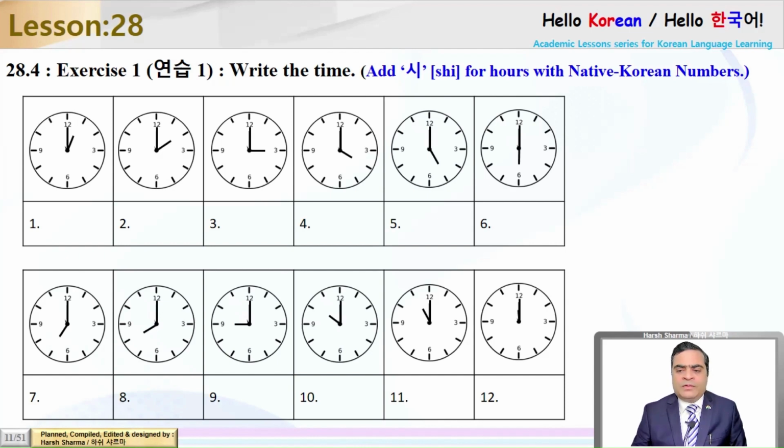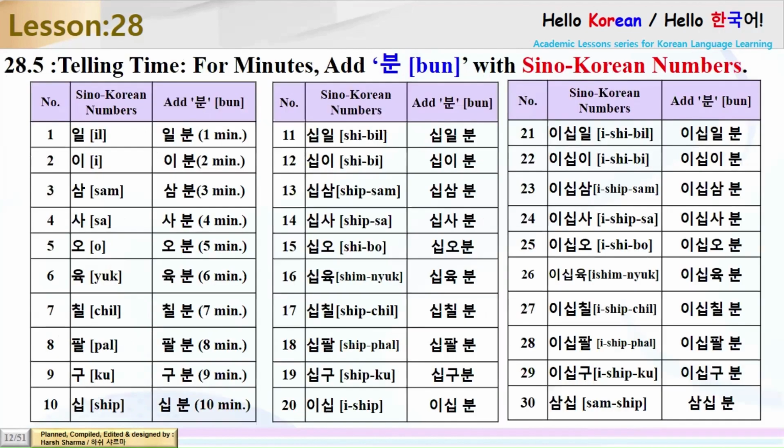Now we are moving to the next part, how to tell minutes in Korean, everyone. See here, for minutes, what we have to add: pun. In the blue color font, it is mentioned, with Sino-Korean numbers. Again, please understand this carefully. For minutes, we have to add pun with Sino-Korean numbers.